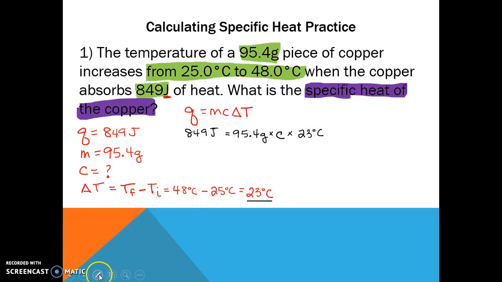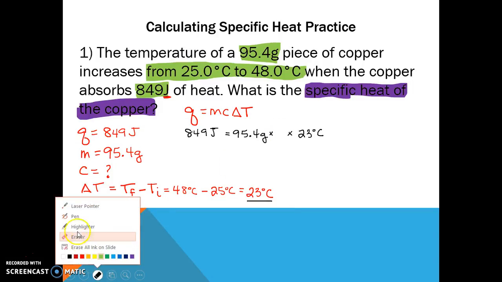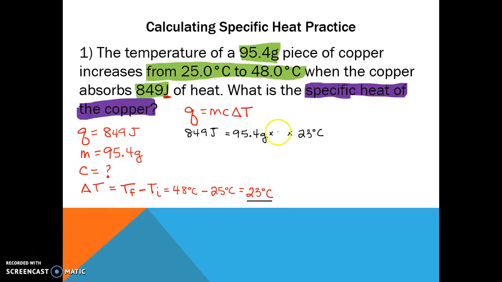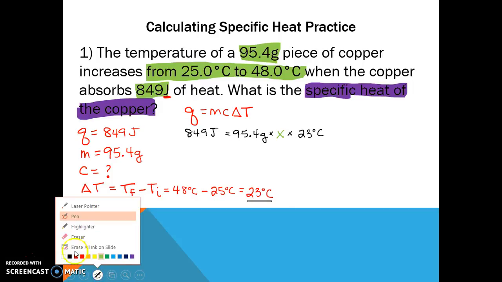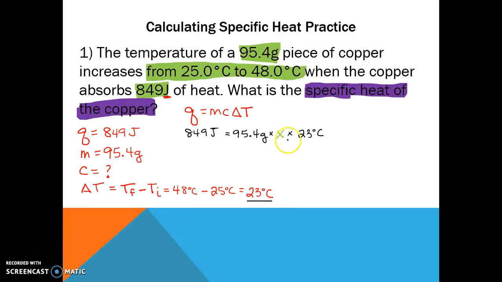So what I can see is that my joules are all over here on the left, my grams are here, my degrees Celsius is here, and I'm just looking for this C. That gets a little bit confusing because we've got two C's, so you might want to substitute in literally X, whichever works for you. I tend to prefer X, so I'm just going to substitute that out real quick. X gets mixed up with multiplication as well, so find whatever works for you. And then we're just solving for this X.